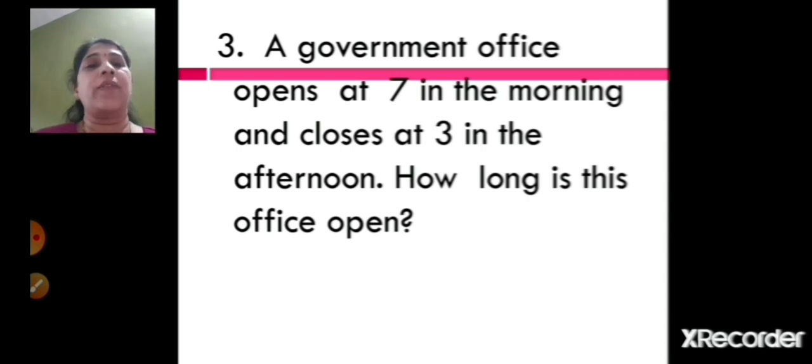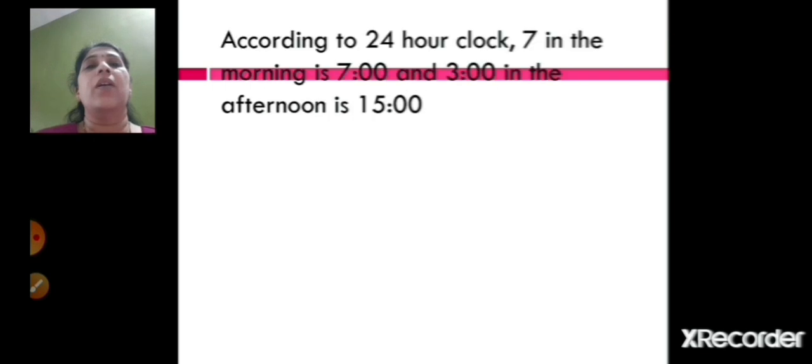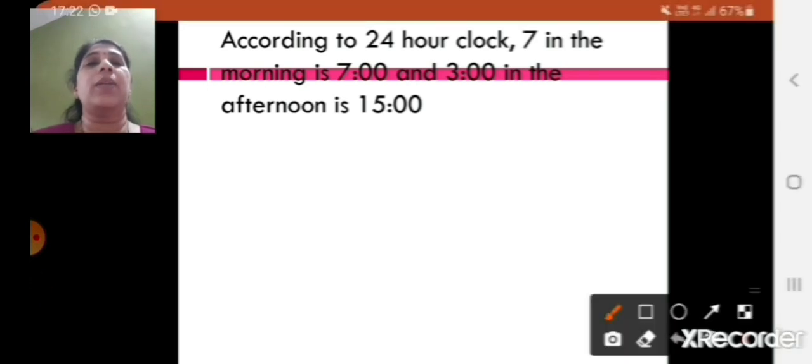So what are we going to do? Because one is given as morning and one is given as afternoon, to make it similar we are going to convert it into the 24-hour clock. According to the 24-hour clock, 7 in the morning becomes 7. And 3 in the afternoon becomes 15. 12 plus 3 becomes 15. Right, children?